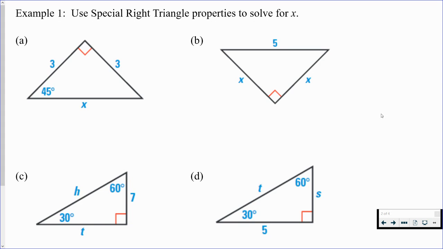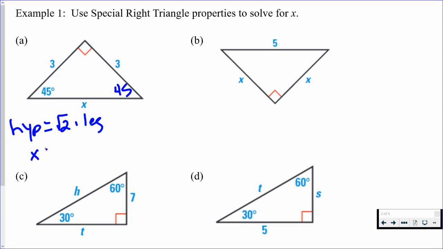For part A, we have a 45, 45, 90 triangle. We know that. We already have two sides marked congruent. Two of the legs are congruent. This is a 45, 45, 90. We want to find X, which is the hypotenuse. Now, remember what we said. We said that the hypotenuse equals square root of 2 times the leg in a 45, 45, 90 triangle.